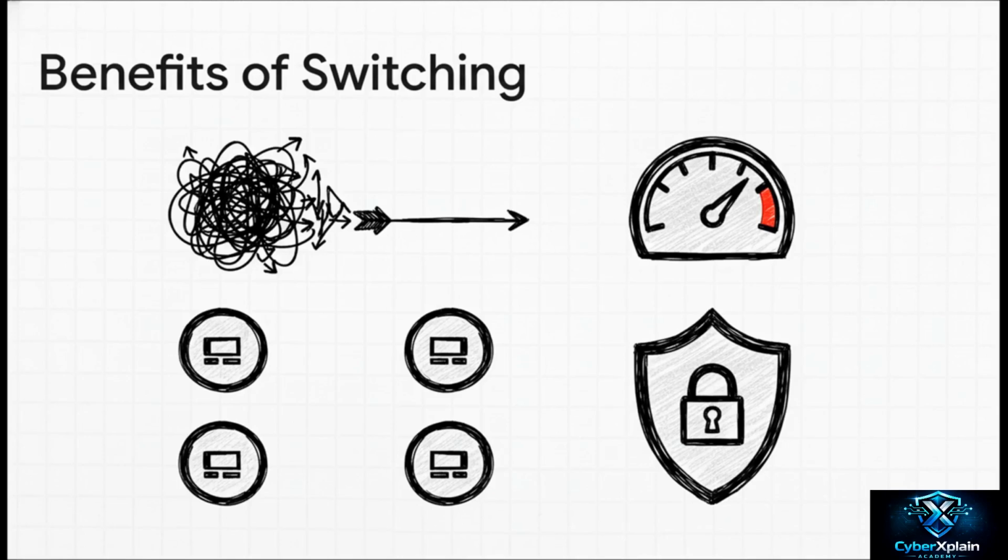And remember those messy collisions we talked about? Well, a switch basically gives each connected device its own private road, which pretty much eliminates collisions entirely. Plus, it massively enhances security, because your data isn't being broadcast for every other device to potentially listen in on.